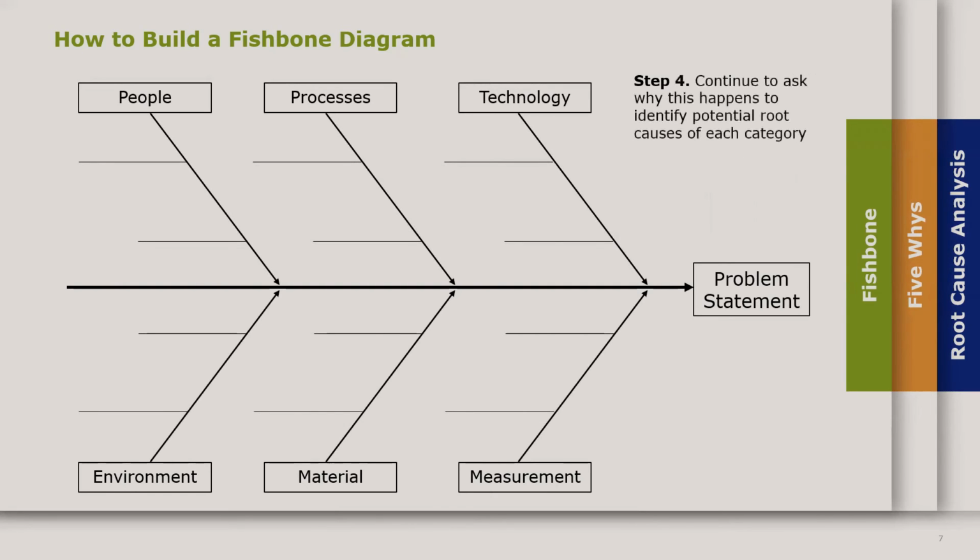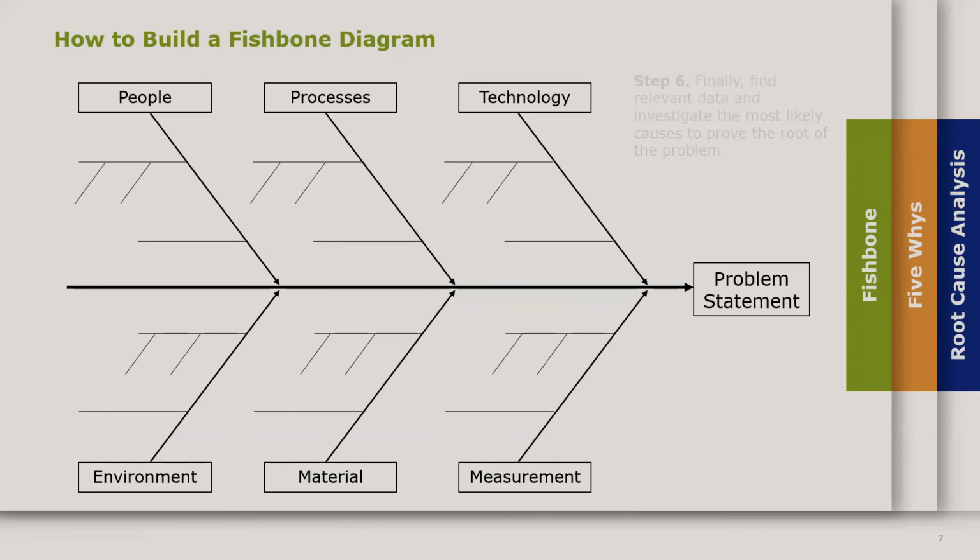For each potential cause, continue to ask why. It may be necessary to drill down a little bit deeper for some potential causes. After writing down all of the potential causes, analyze the diagram and prioritize the most likely causes. Finally, find relevant data and investigate the most likely causes to prove the root of the problem. You will know you have found the root cause when you can turn the problem on and off by controlling that root cause.